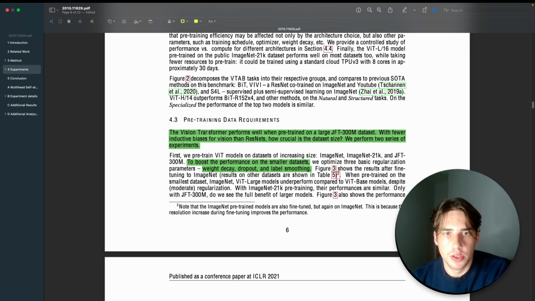So the vision transformer performs well when pre-trained on the large JFT-300M dataset, with fewer inductive biases for vision than ResNets. How crucial is the dataset size? So they performed two series of experiments.